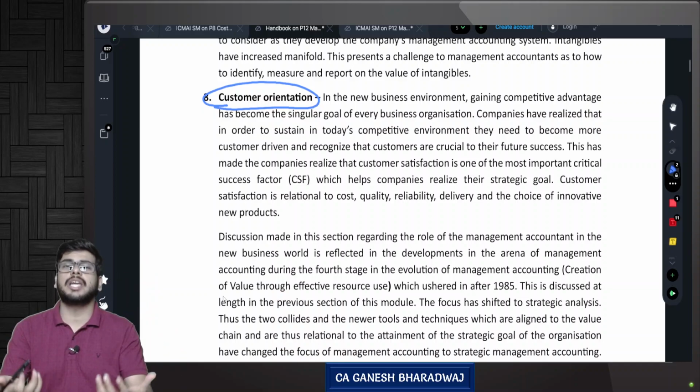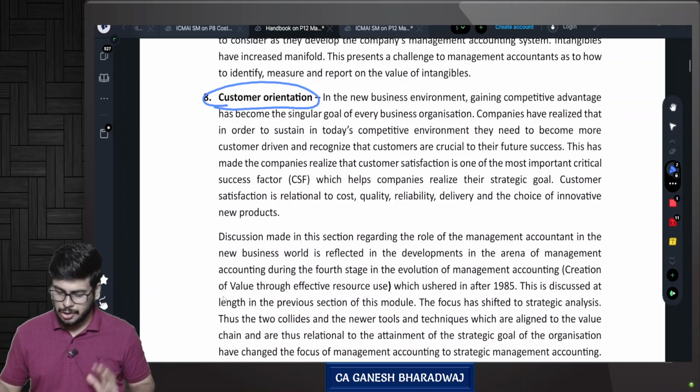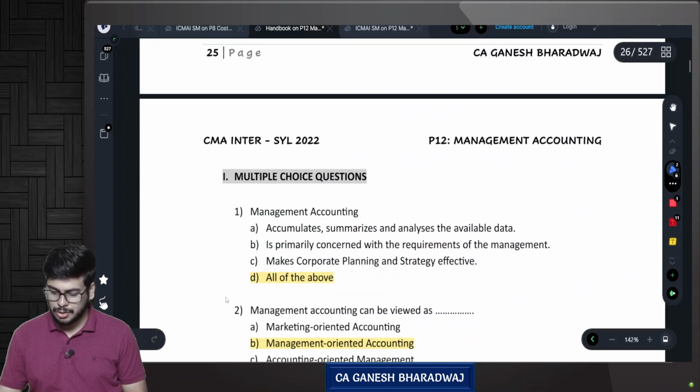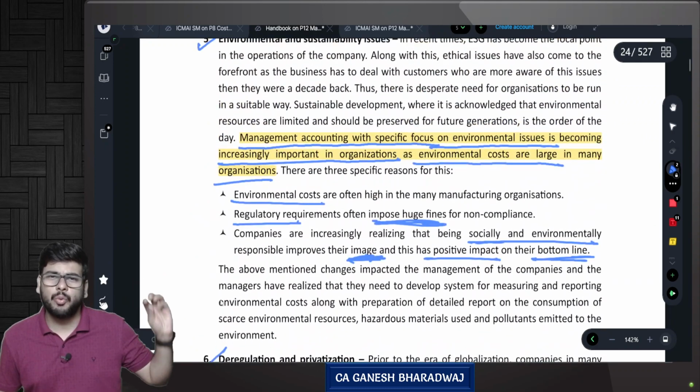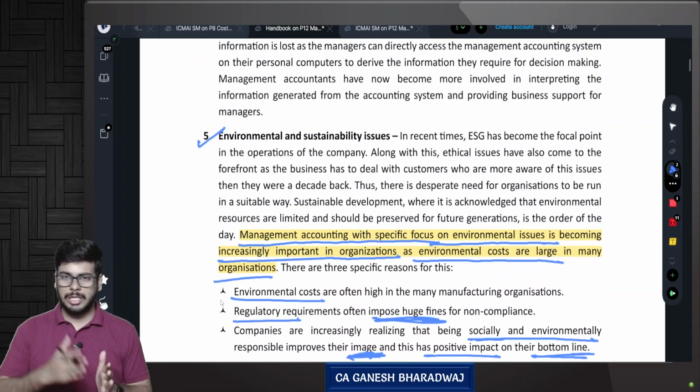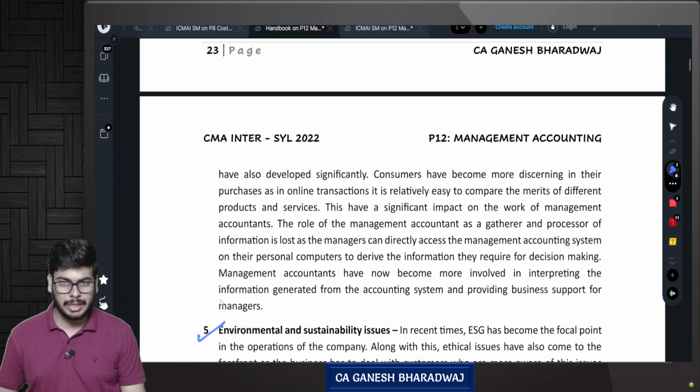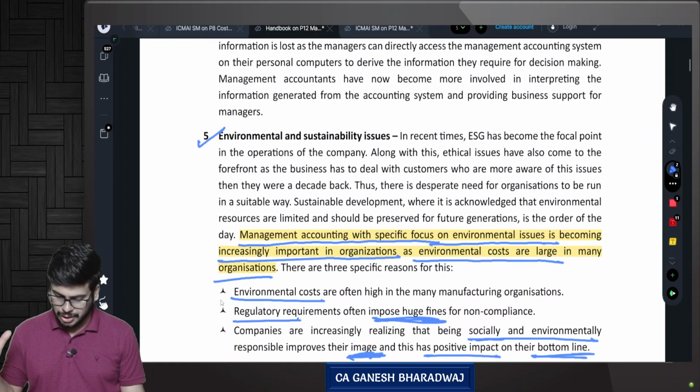So only if you are able to satisfy your customers will you be staying in this business throughout. Are you clear with this? Fine. So these are some points mentioned theoretically. Once again, you just quickly go through it once we finish this lecture. It's very, very important. Fine. You just quickly go through this.